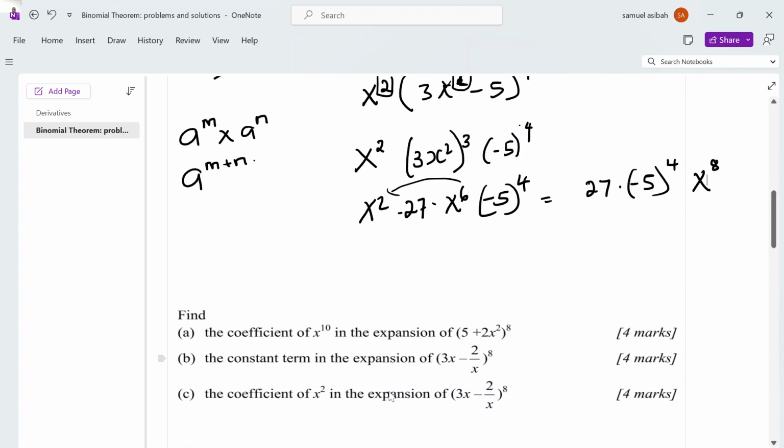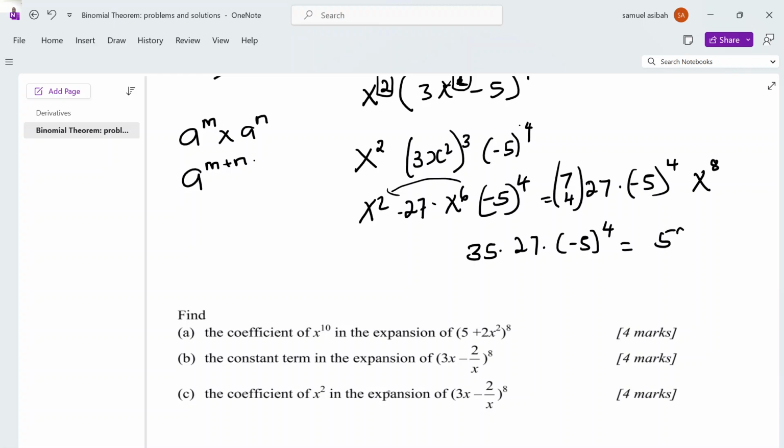But remember also we had the combination here, which was 7, 4. So which gave us 35. So which means that we have 35, we have 27, which means it repeats itself like what we had before. So which gives you the same solution, which is 590,625 x raised to 8, which finally the coefficient is 590,625.